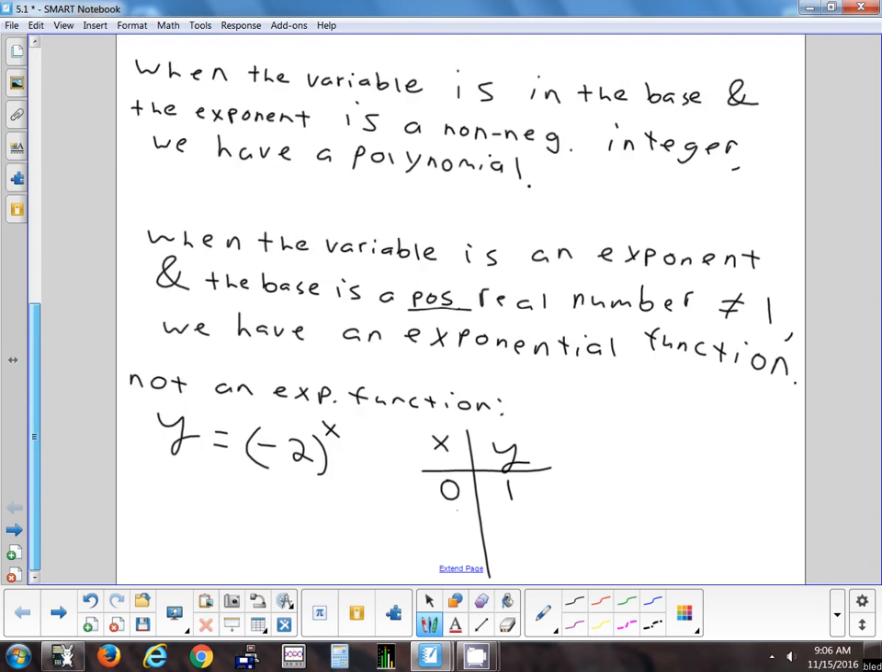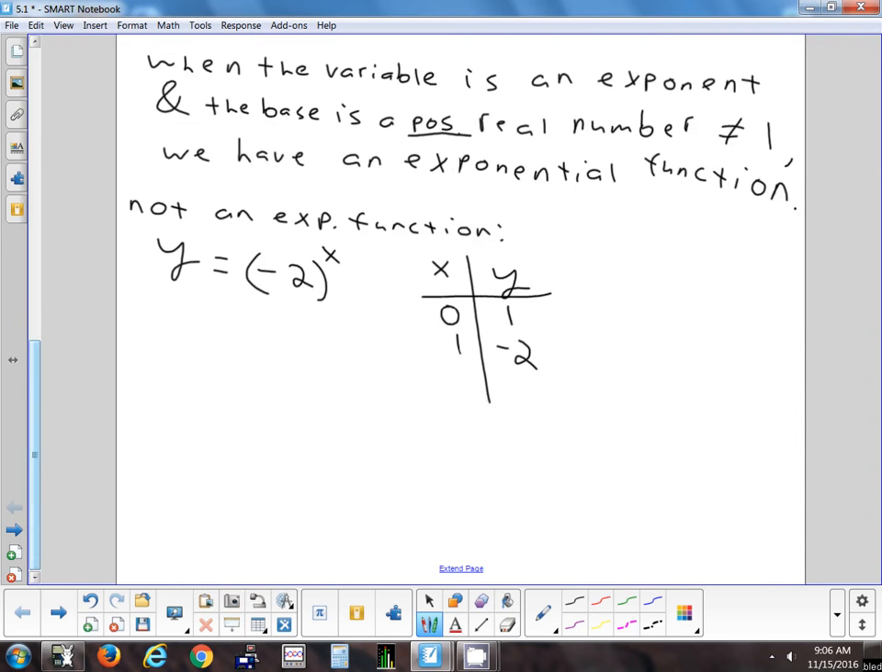Let's do 1. What's -2 to the first power? That's -2. Okay, so that's fine. Now, let's do 2. So it's 4. So it'd be like a wave, right? Well, let's do 3 and see what happens. What's -2 cubed? -8. So look what's happening to the y values. This isn't even the weird part. Every other integer is positive, negative, positive, negative.